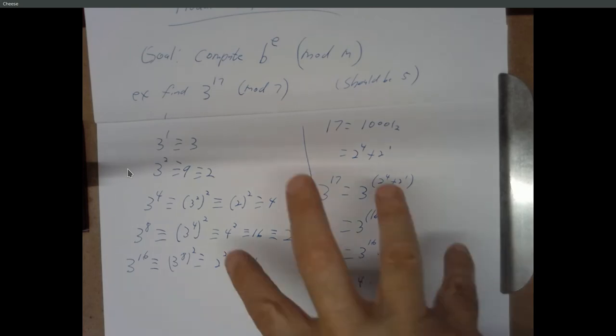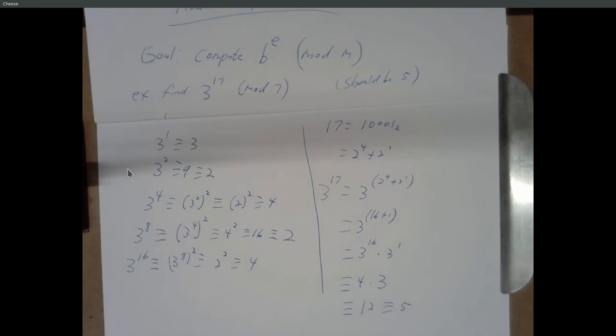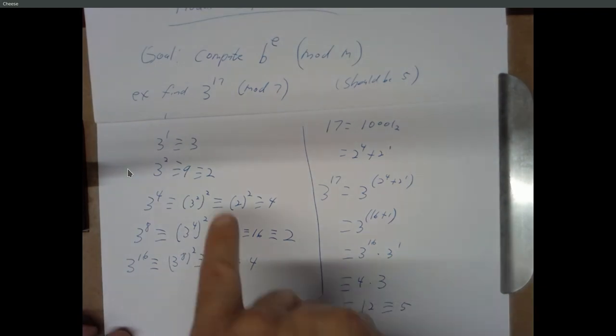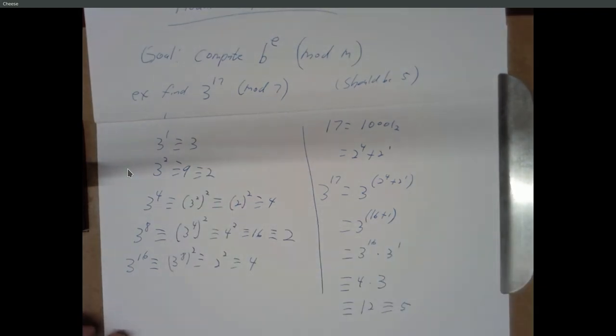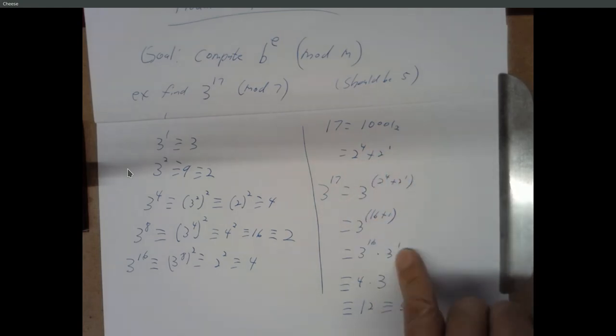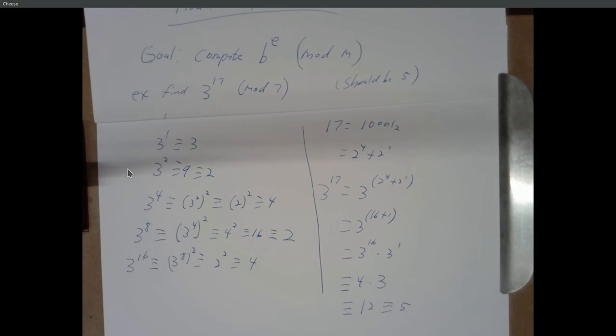And that's all it takes. If I had an exponent of a million, I would need 20 of these numbers here. But in this case, with just alternating 2, 4, 2, 4, I'd spend more time writing it down than actually thinking about it. And then whatever power you're raising it to, find the powers of 2 that add up to that, multiply 3 to each of those, and there's your answer.